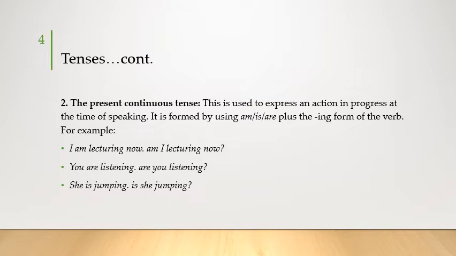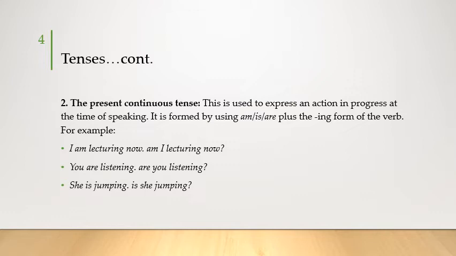Number two, apart from present simple tense, we have the present continuous tense. This is used to express an action in progress at the time of speaking. It is formed by using am, is, are, plus the ing form of the verb. This requires the use of auxiliary verbs, which we sometimes explained in one of our previous classes.